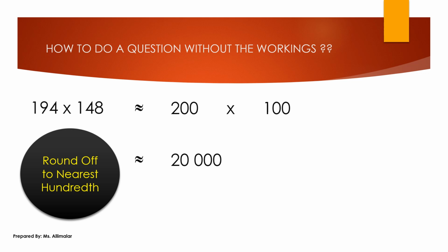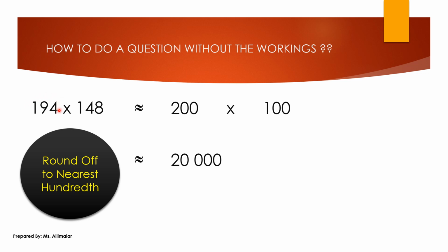Next question. Actually, it's the same question, guys. It's actually the same question, but now you're rounding off to the nearest hundreds. Same question: 194 times 148. What if you round off the same numbers but to the nearest hundreds?